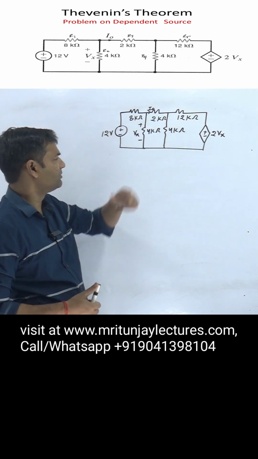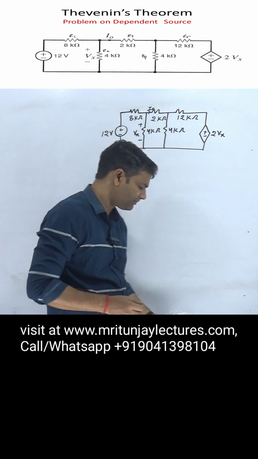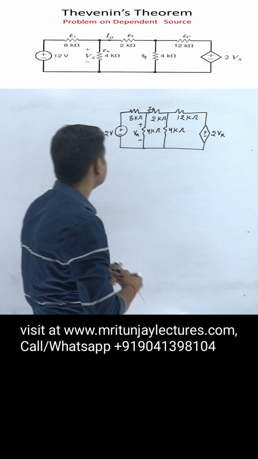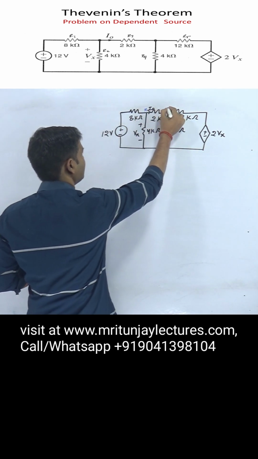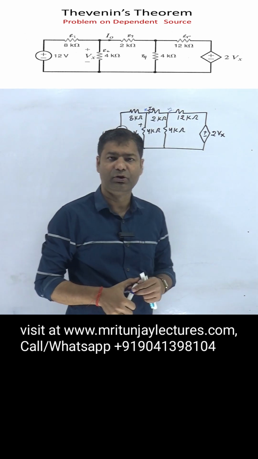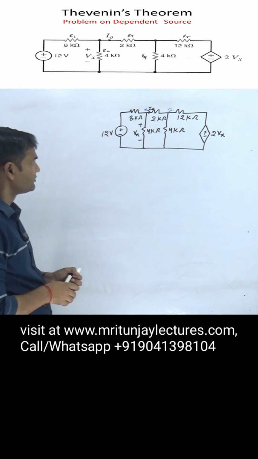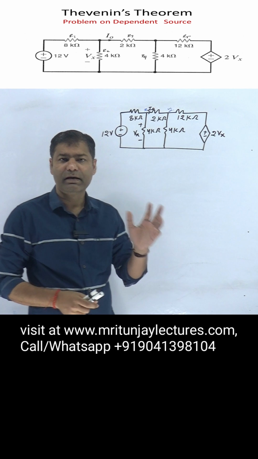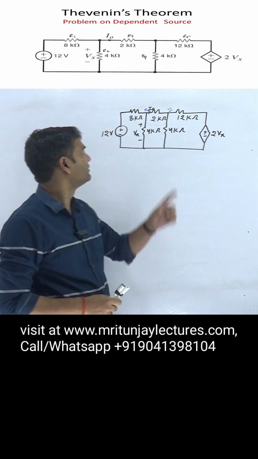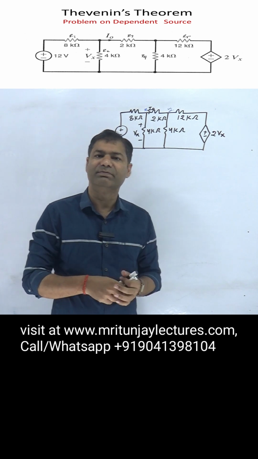Now our motto is to determine I0 with the help of Thevenin's theorem. Okay, so how can we do it? First of all, we consider this terminal as X and this terminal as Y, and this 2 kilo ohm behaves as a load resistance. So our motto is to determine RTH and VTH corresponding to the XY terminal. Our motto is to determine Thevenin's equivalent corresponding to the XY terminal.